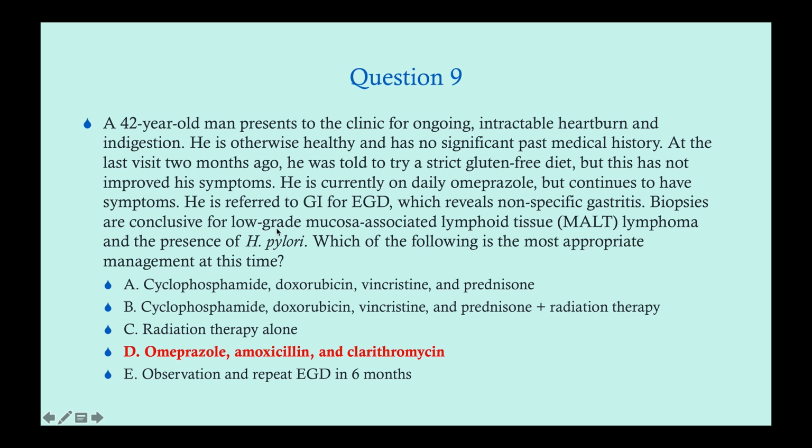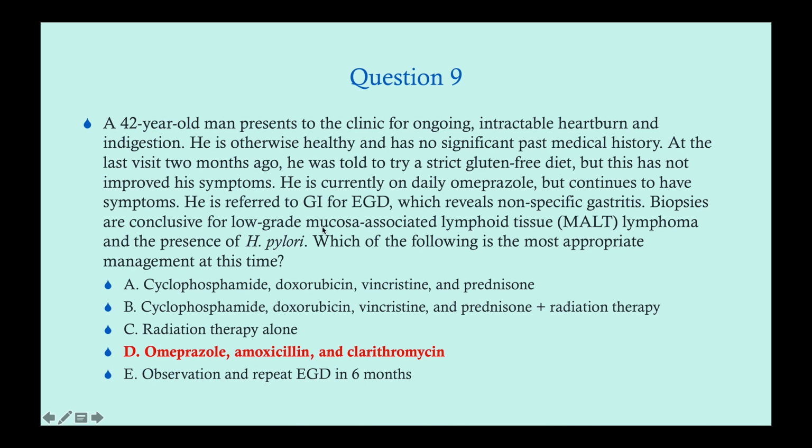pylori, and the person has low-grade MALT lymphoma, if you treat the H. pylori, this will often go away on its own. So our first step, if it's low-grade and it's associated with H. pylori, is to do the triple therapy. And if that doesn't work, then you can go ahead and do chemo. But this is our first step.